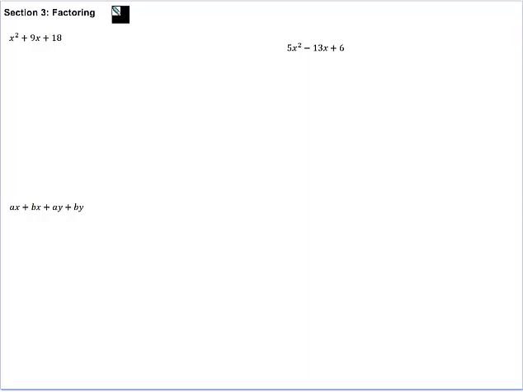This is the Algebra 2 Prerequisite Skills Unit on factoring. Today we are going to talk about factoring trinomials and factor by grouping.